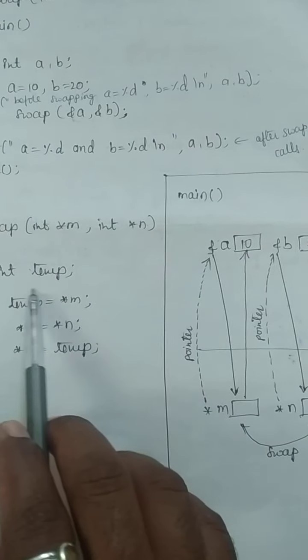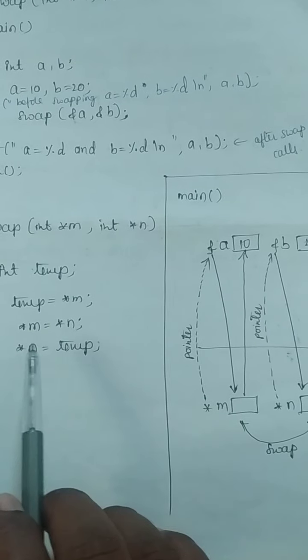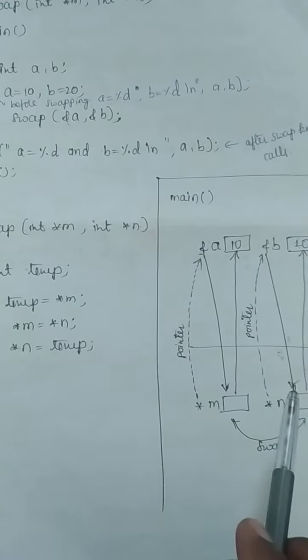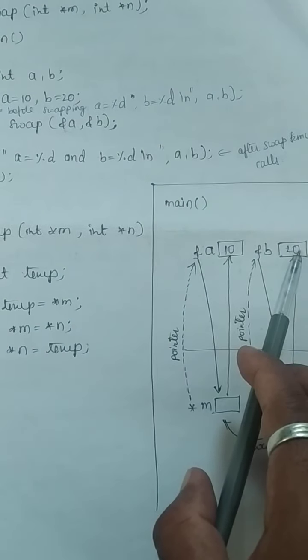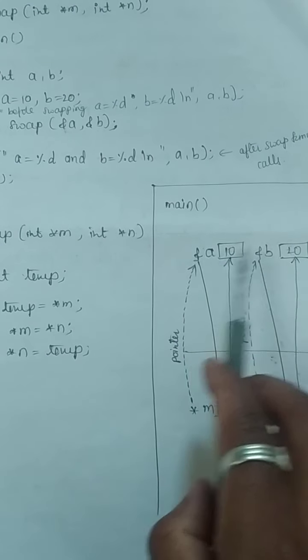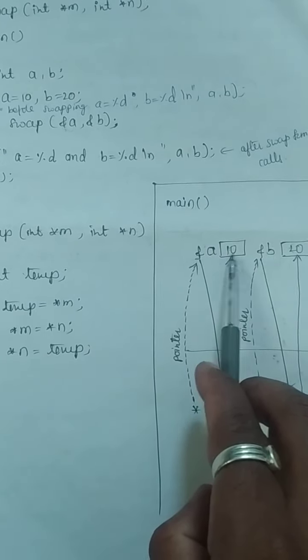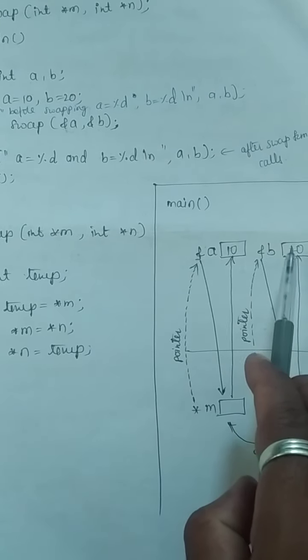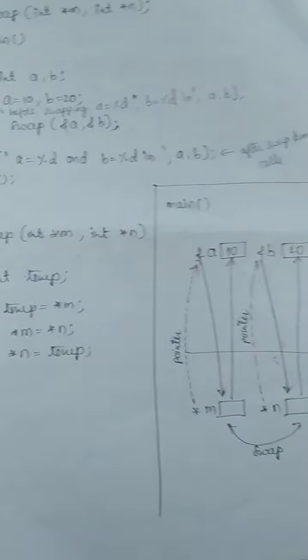After that, whatever value is stored in temp will be assigned to *n. It means temp contains how much? 10. So *n is pointing to whom? B. Here 10 is assigned. So these two are updated now. A value was 10, now it is updated to 20. B value was 20, now it is updated to 10. It means these two values are changed.